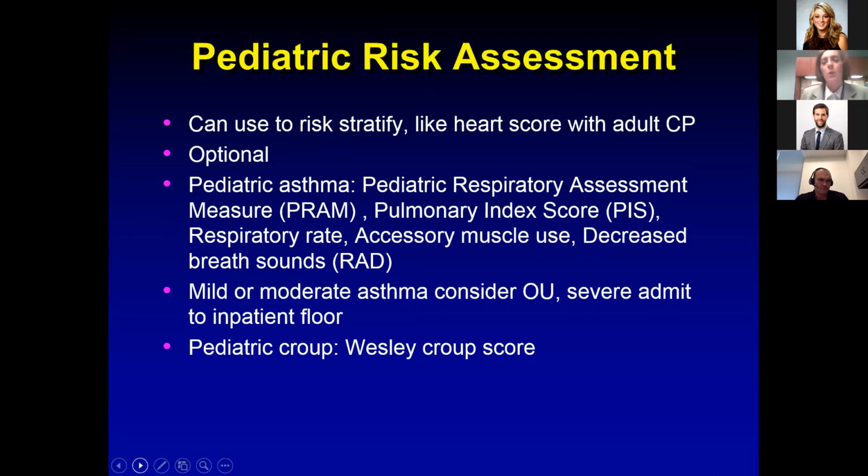I think if there's multiple scores for one disease, in this case asthma, it means that we haven't decided on which one is the best. So here's several: the PRAM, the PIS, and RADA. So with mild or moderate asthma, consider CDU. Severe, obviously, we go to the inpatient floor or ICU. For pediatric croup, most people use the Westley Croup score, and I'll give you an algorithm that we use, okay?